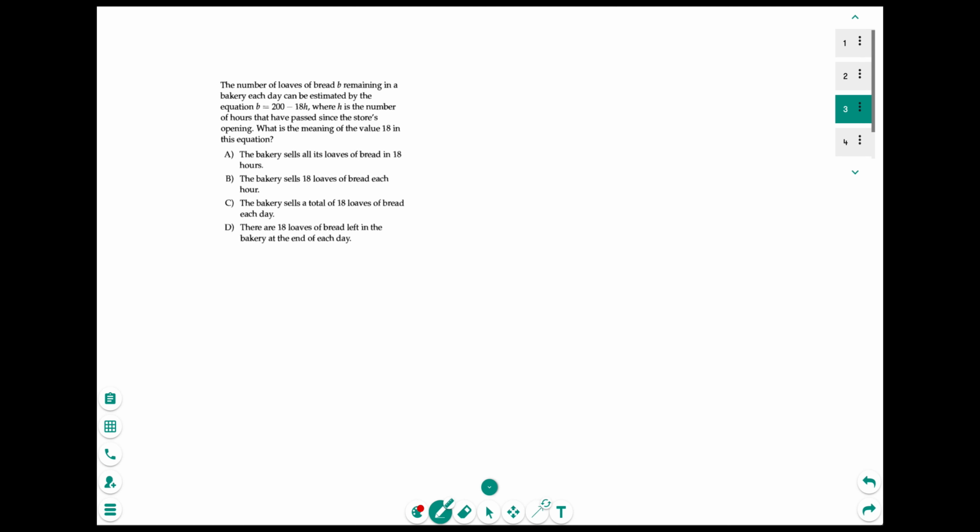So we have some worded linear equation problems, which again give people a lot of trouble because they don't understand the y equals mx plus b. So it's all very well and good to understand it in terms of a graph like so, where you have the slope and the y-intercept, but what does this mean in real life? That's what these questions are asking you. The number of loaves of bread remaining in a bakery each day can be estimated by the equation b, bread, is equal to 200 minus 18h, where h is the number of hours that have passed since the store's opening. What is the meaning of the value 18 in this equation?